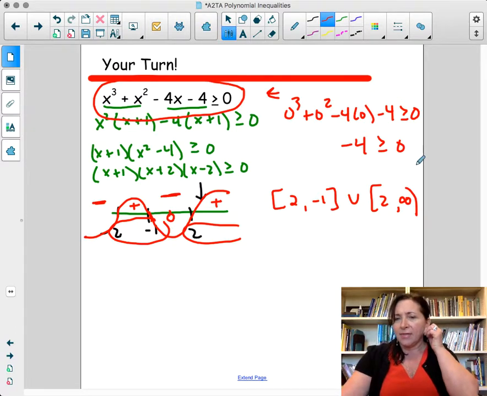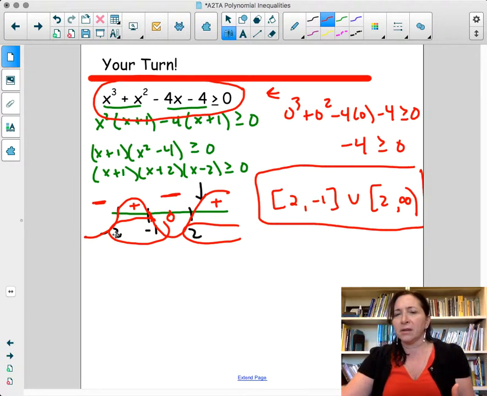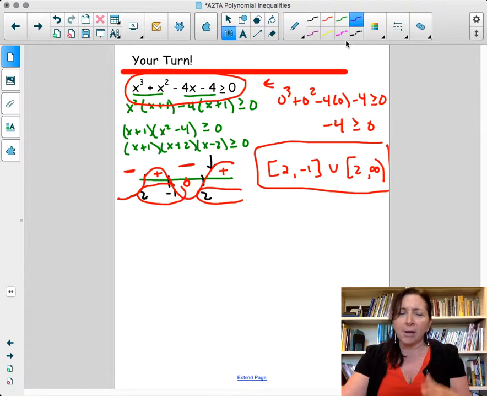Now, that's your solution. Now, I do want to mention that we just completed a lesson on polynomial graphing prior to this section of the chapter. And you are really good at that.